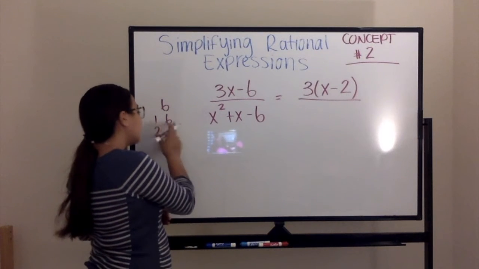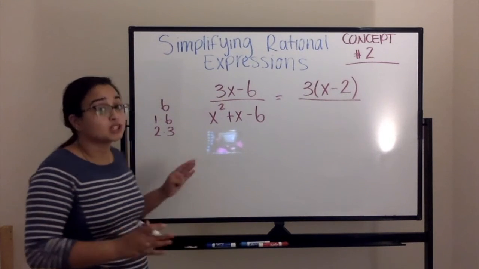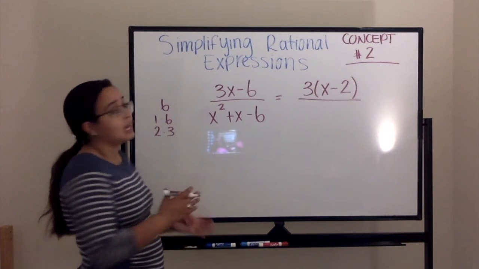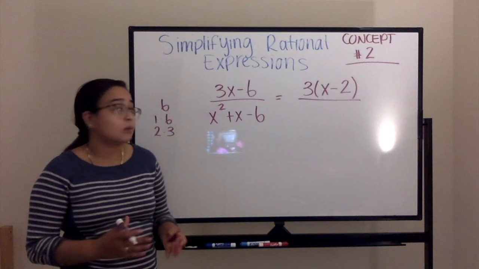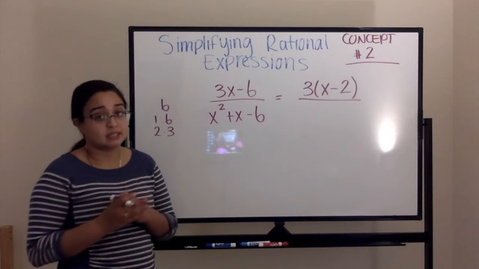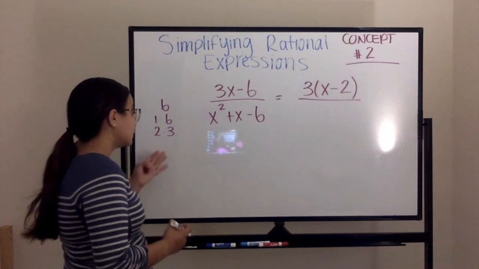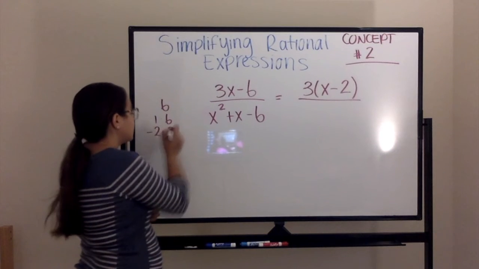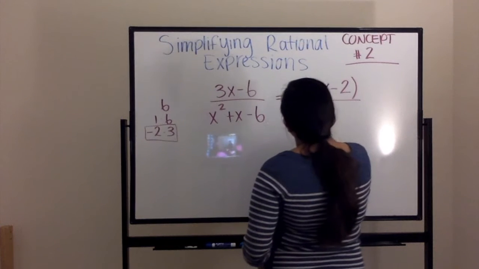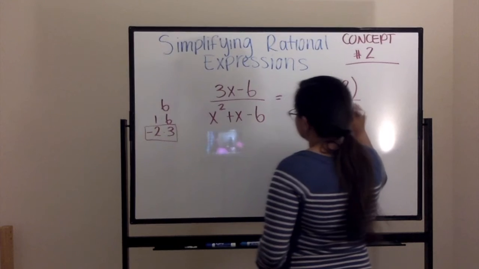Now, if I add or subtract 6 and 1, that's not going to give me 1 in any shape or form. But 2 and 3, on the other hand, does. If I have a positive 3 and a negative 2, when multiplied, it'll give me negative 6, and when combined together, it'll give me a positive 1. So therefore, these would be the numbers I use. So, my denominator would now look like this.